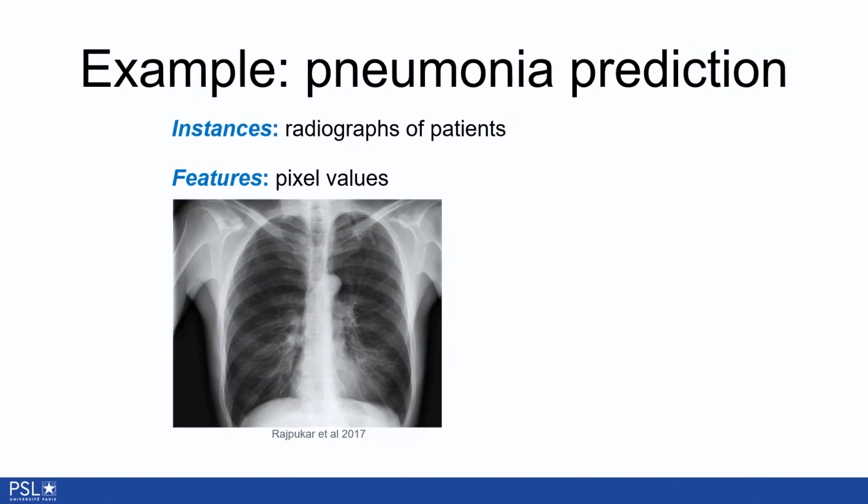A second example is pneumonia prediction from chest radiographs. In this case, each instance in the dataset is a radiograph of a patient. The individual features of the instance are pixel values for each pixel. So now each column in our input matrix is going to be the value of one given pixel. And the output for each instance is whether pneumonia was present or absent in this patient.